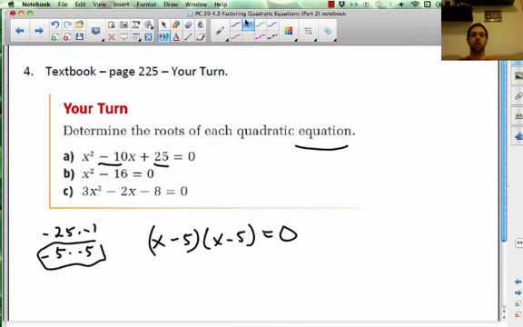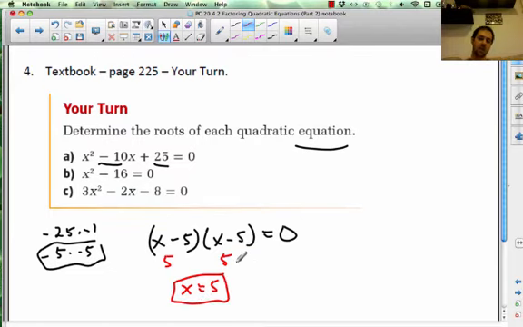Now, the zero product property states that if either one of these sets of brackets is equal to 0, since we're multiplying them together, the whole equation would reduce to 0. So the x value that would make the first set of brackets 0 is 5. The x value that would make the second set of brackets 0 also happens to be 5. So your answer is x equals 5. This is the value that makes this equation true.